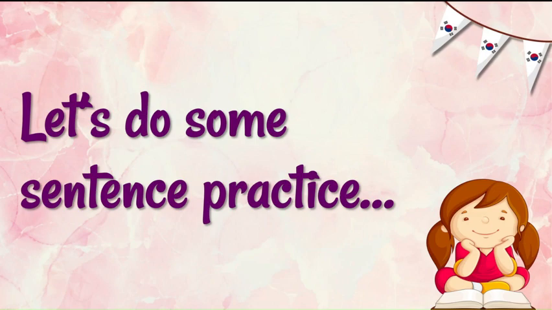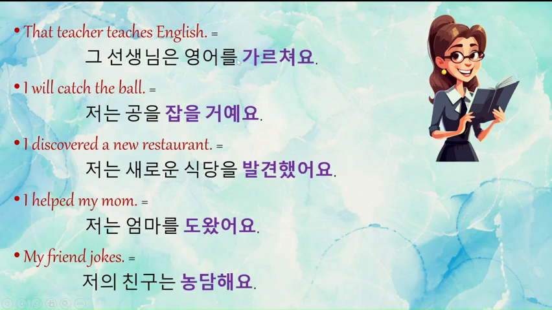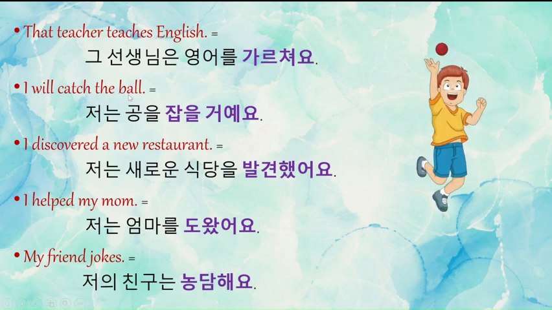Alright, let's begin. The first one is, that teacher teaches English. 그 선생님은 영어를 가르쳐요. Here we are using the verb to teach, and that too in the present tense. So it will be conjugated as 가르쳐요. Okay, and you can see that the remaining sentence is very easy for us to frame. Very easy grammar I have used. Next is, I will catch the ball. 저는 공을 잡을 거예요.